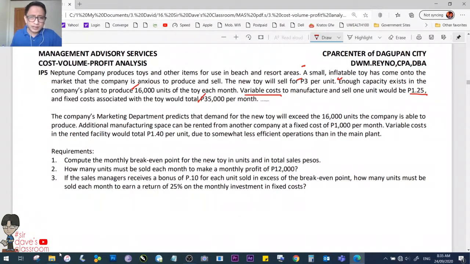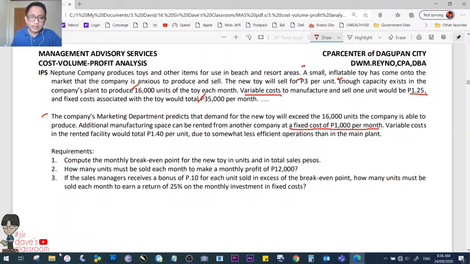The company's marketing department predicts that demand for the new toy will exceed the 16,000 units the company is able to produce. Hindi problema yan. Additional manufacturing space can be rented from another company at a fixed cost of 1,000 per month.